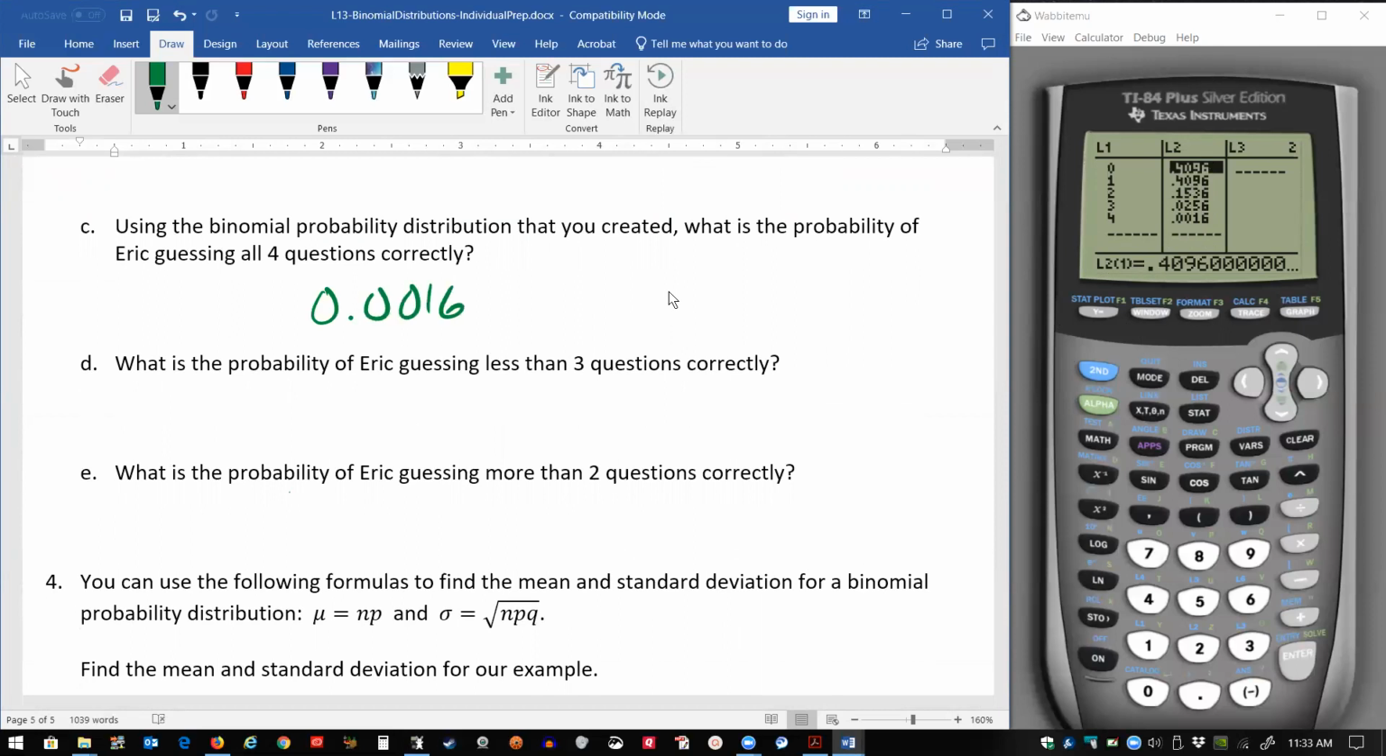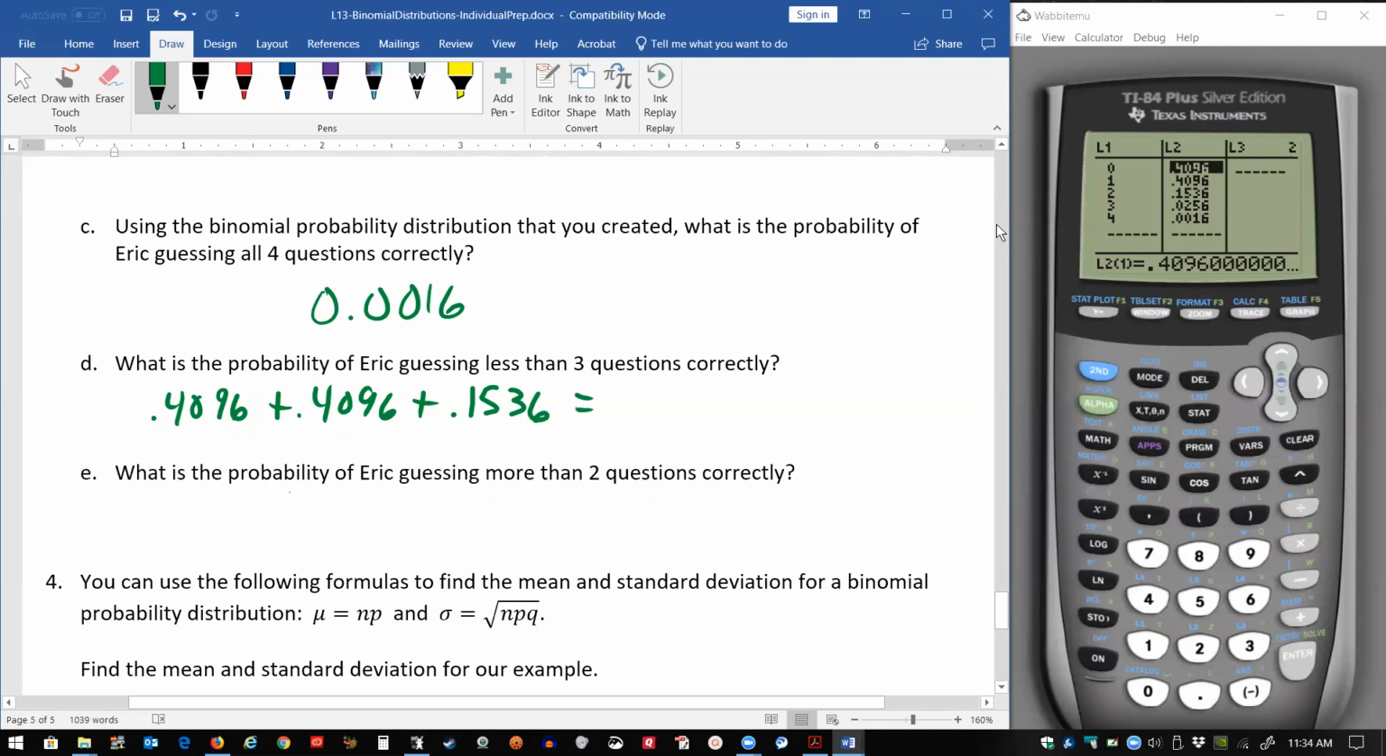0.0016. It's all done. What's the probability that Eric guesses less than 3 questions right? Well, that means 0, 1, and 2 are our valid options, right? So we write down each of those probabilities: 0.4096 plus 0.4096 plus 0.1536. And that's going to give us a result. That makes sense? And that's manageable.